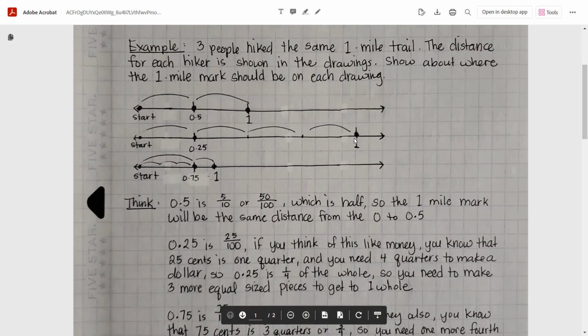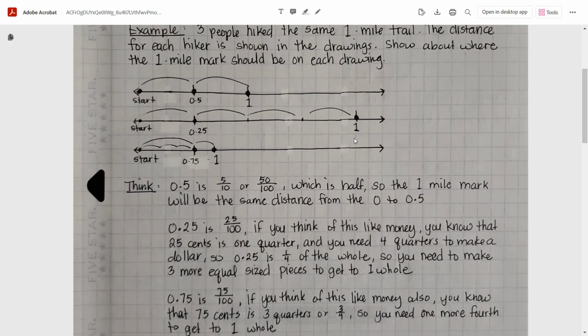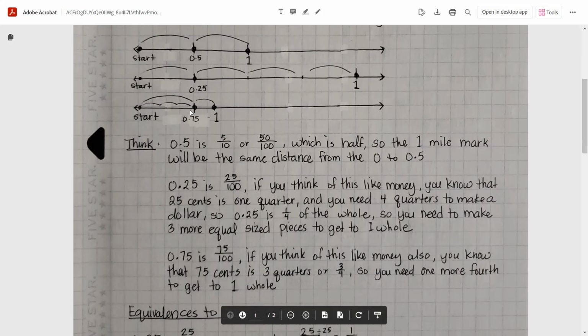Now the last one is a little bit trickier. The last one, they gave me their first mark at 0.75. So again, if you want to think of this as money, 75 cents is 3 quarters or 3/4. So this is already 3 of those pieces. I need to find 1 more piece to make it 4/4 or 1 whole. So I looked at the distance from the starting point to the 0.75, split it kind of into 3 sections to figure out about how far each of those would be. And then I added 1 more of those sections onto the end.